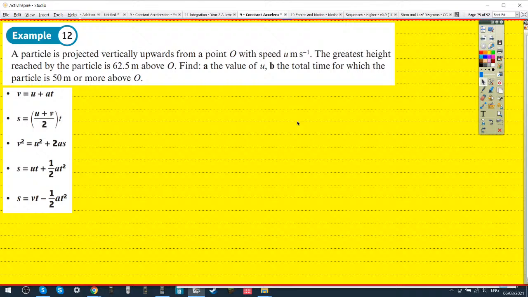So I got the height as 62.5. Is that right? So S is 62.5. And then V is 0 and A is minus 9.8. So A is minus 9.8 is good. V is 0, and you have to find U. So we have S, A, and V.